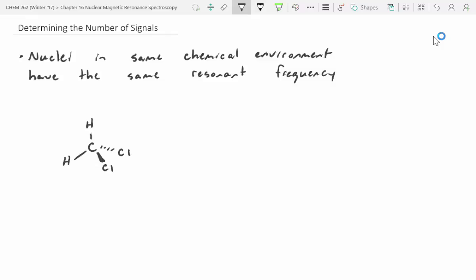And for the most part, we're going to be looking at the protons in our molecules, and I'll teach you later about the carbons too as well. But for the majority of this chapter, we're going to be focusing on the protons. If we look at these two protons, are they in the same chemical environment, or are they in different chemical environments? What do you guys think?